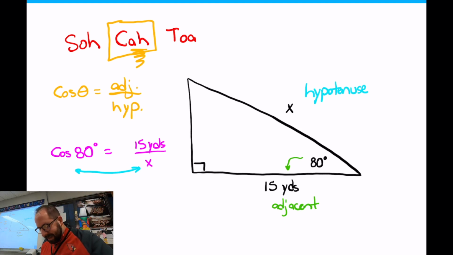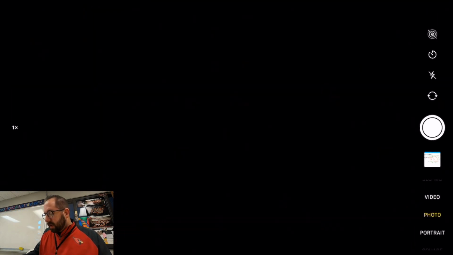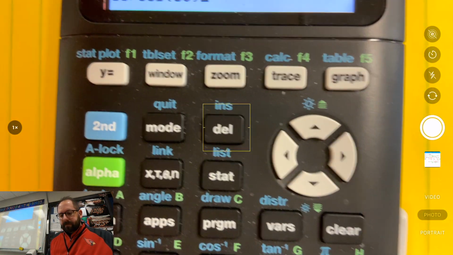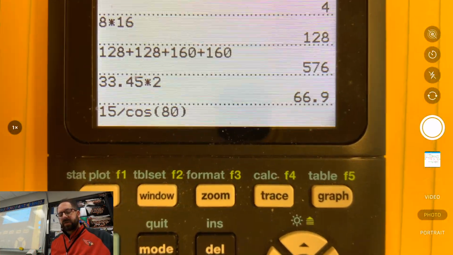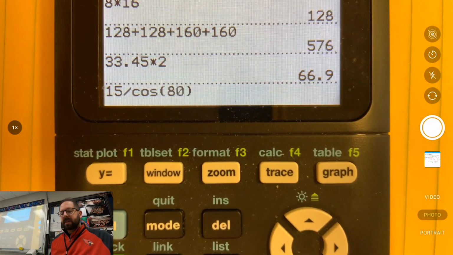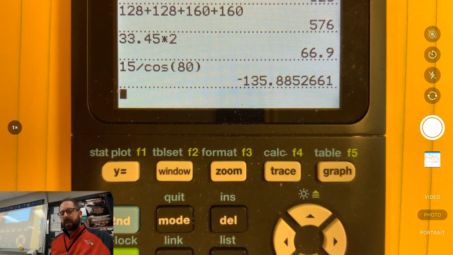All right, so like you guys said, we're going to divide by the cosine of 80 here. So we have to type that in. Here's how we do it. We type in the 15, we divide by the cosine of 80, close the parentheses. Let me show you this on my calculator screen so you can see what I'm typing in. So 15 divided by cosine 80. I just use the division sign, and when I hit enter, it tells me negative 135.